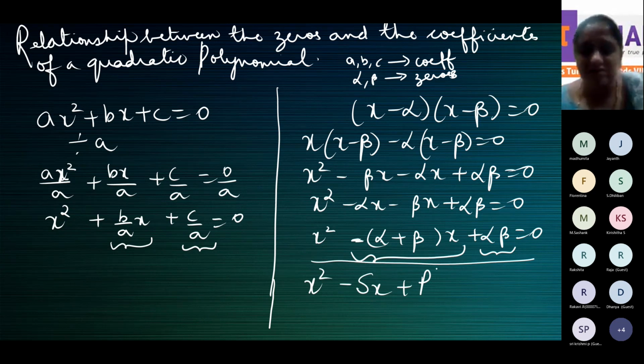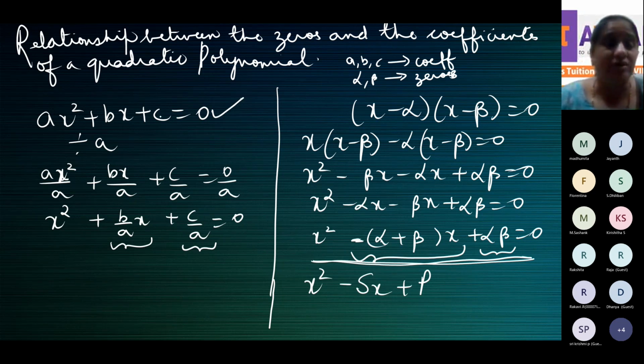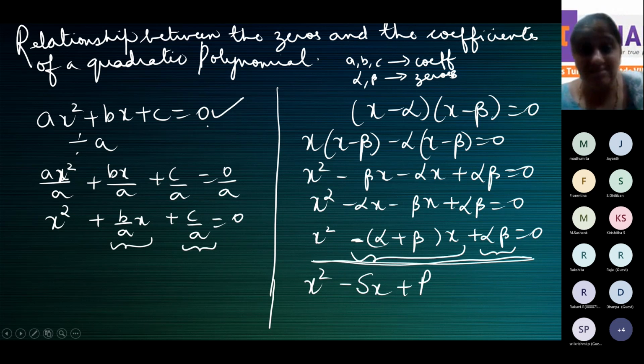I'll make it more clear. Just look at this. x squared minus (alpha plus beta) x plus alpha beta is equal to 0. But the standard form is ax squared plus bx plus c is equal to 0. To construct a quadratic polynomial, you can see here, it is x squared minus (alpha plus beta) x plus alpha beta.